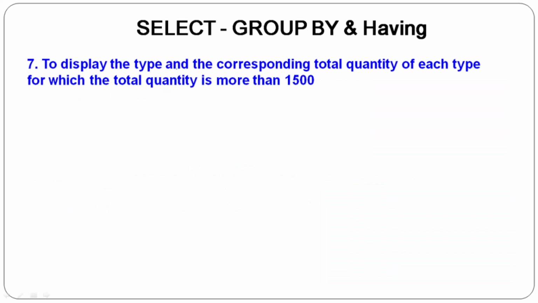Next question, to display the type and corresponding total quantity of each type. Here we have to group by using the type field and display the type and corresponding total quantity. After that we have to apply a condition also. We have to display the items with total quantity more than 1500. So we have to use the having clause also, because here the total quantity can be found by using the sum function. So it is a condition based on an aggregate function. So we have to use the having clause.